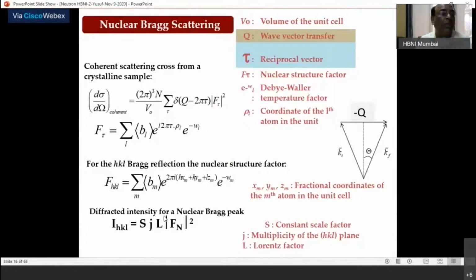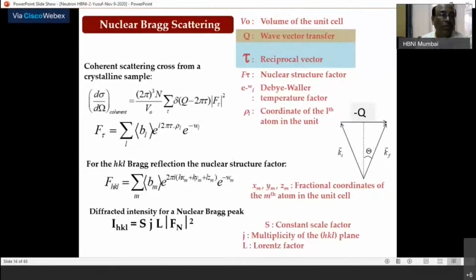Now, in a diffraction experiment, you measure this intensity I_hkl, for a given hkl, and you see what the other parameters are. Something called S is nothing but the scale factor, I'll elaborate that. J is called the multiplicity of the hkl plane. L is the Lorentz factor. If you have done X-ray diffraction, you know all this. These are not new for neutron scattering. This structure factor is also known for X-ray scattering. But here, I am saying it is in the case of neutron. What is the only difference? That here you have the neutron nuclear scattering length. That is essentially the only difference.